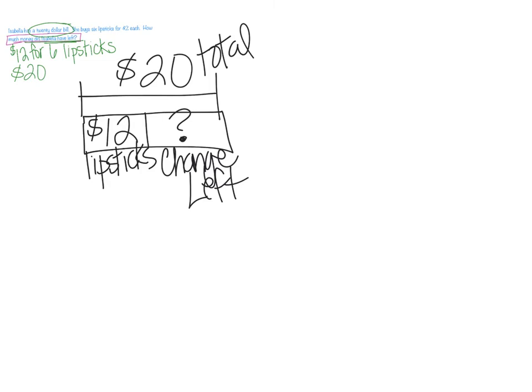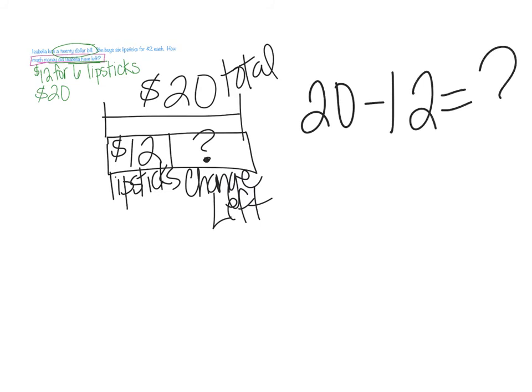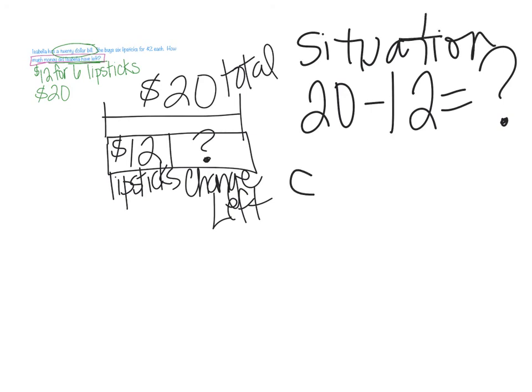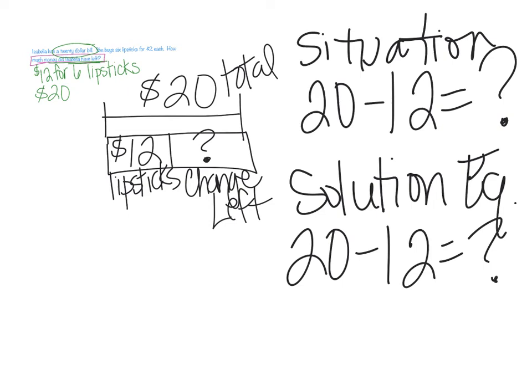I'm going to create my situation equation, which of course would show the 20 minus the 12 equals question mark. Now, for this problem, the situation equation and the solution equation are going to be the same. Who can tell me why? Why are both of those the same?